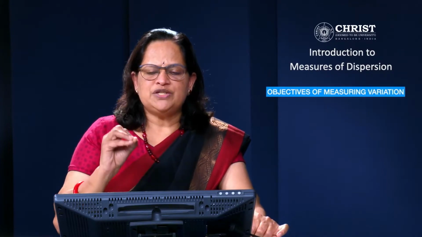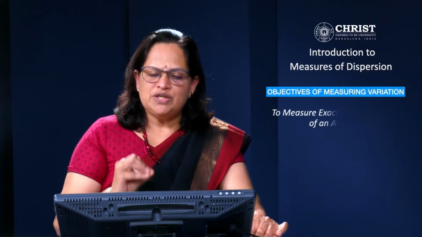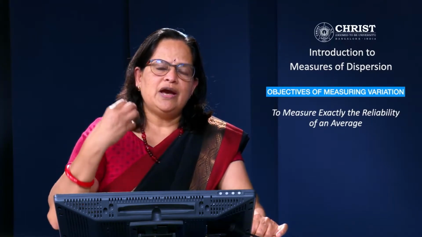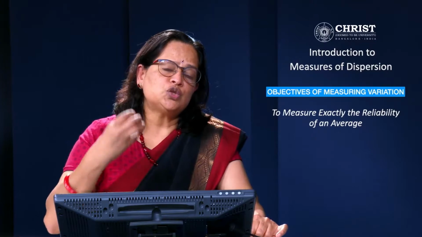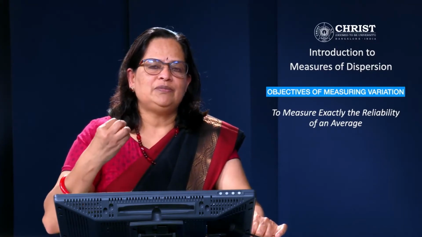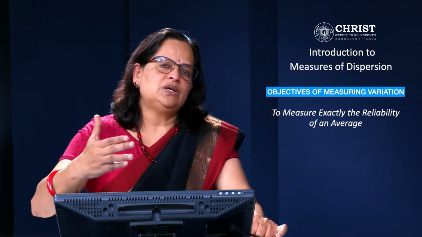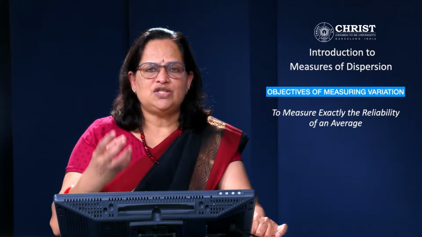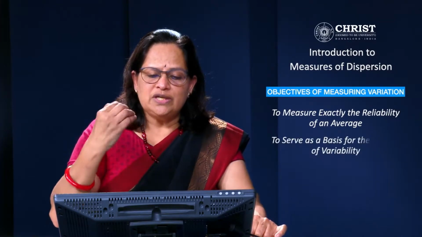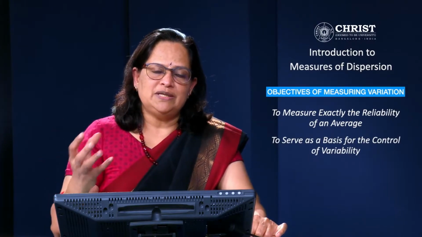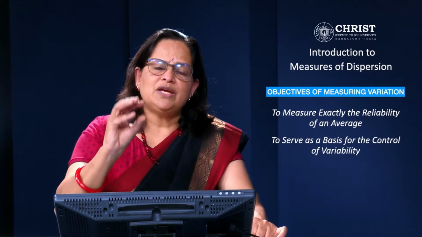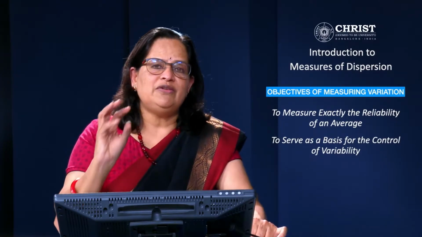So objectives of measuring variation. First point is to measure exactly the reliability of an average. How reliable is the average? Average rate or the average runs scored by a batsman, average marks scored by a student, how reliable is this data, how we can predict his or her performance based on the average. Then, to serve as a basis for control of variability. If you know what is the dispersion, what is the variation, then we can use some techniques to control the variation.